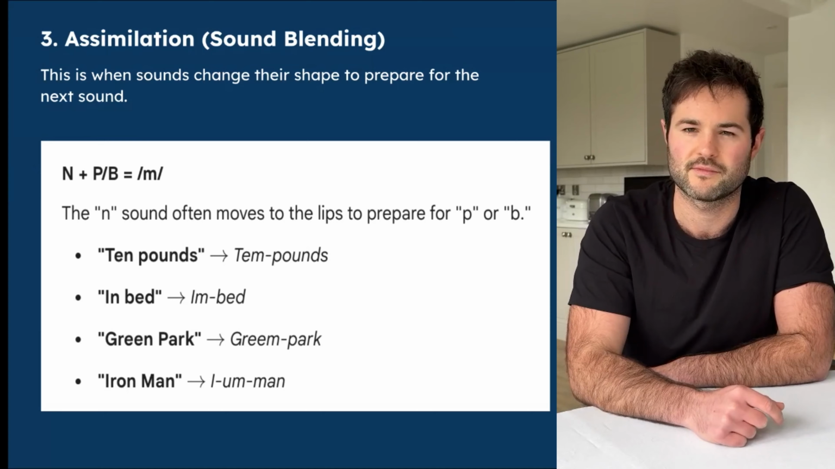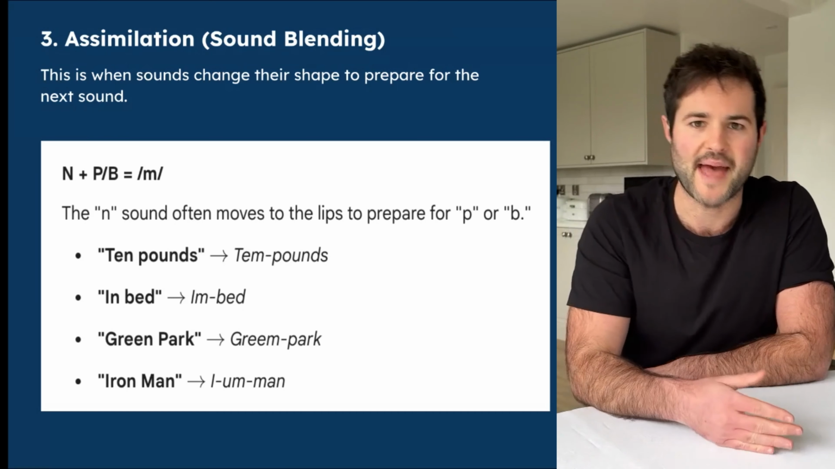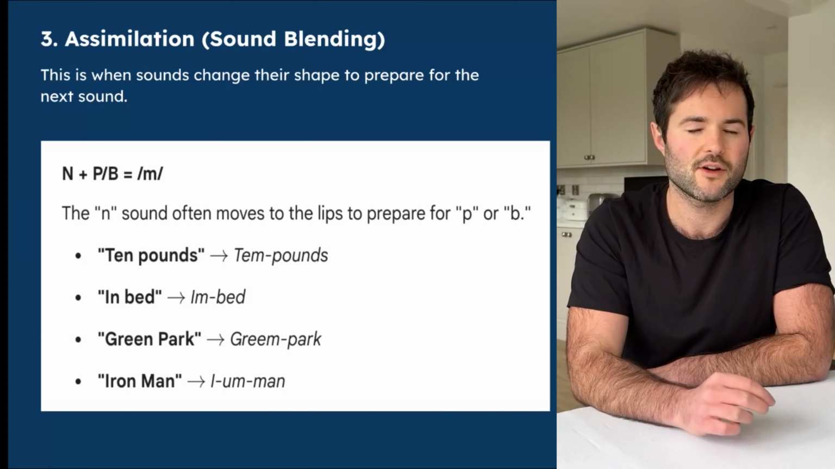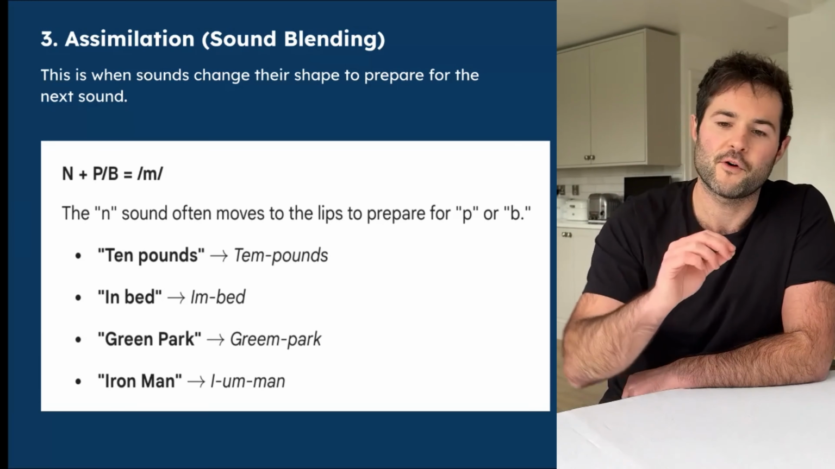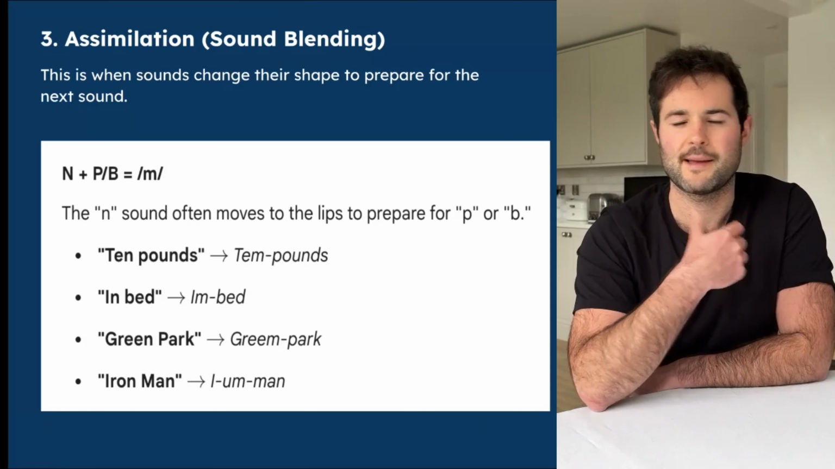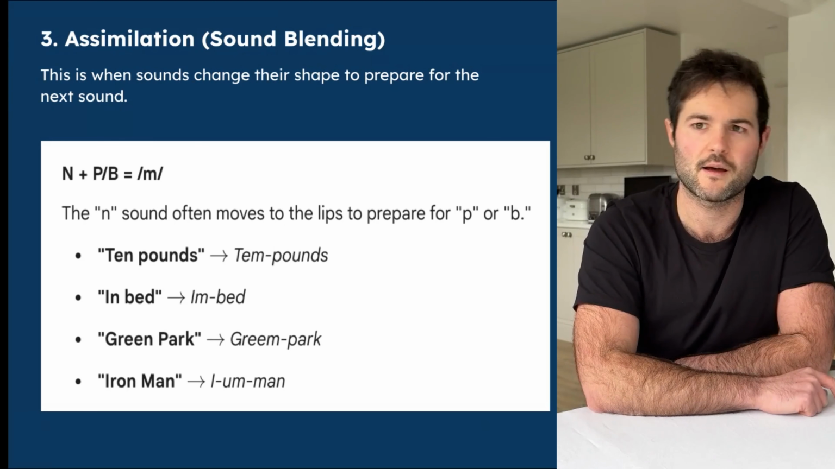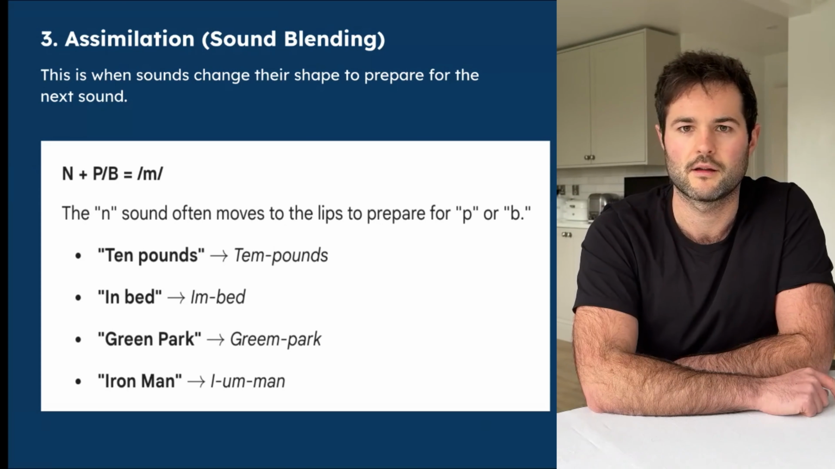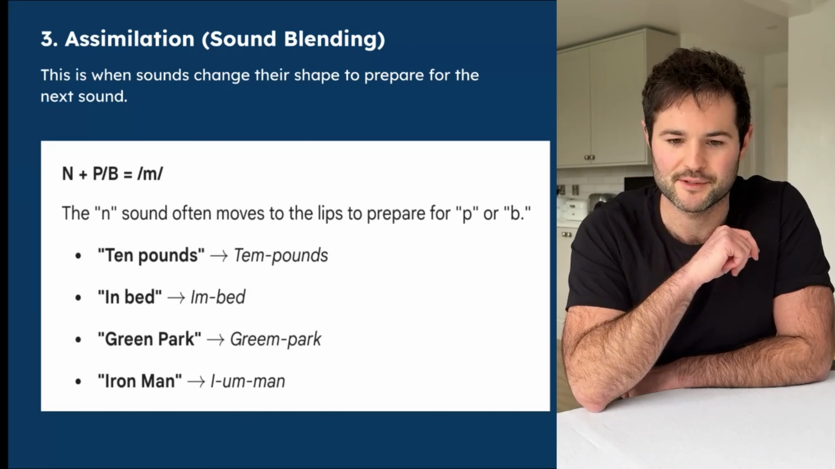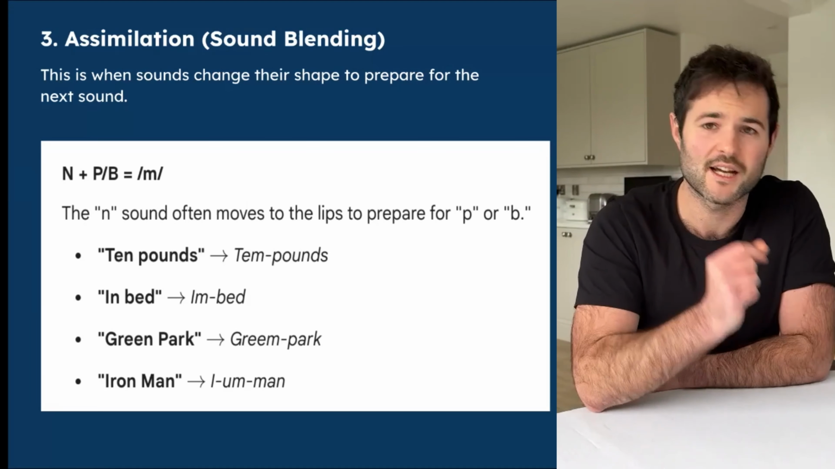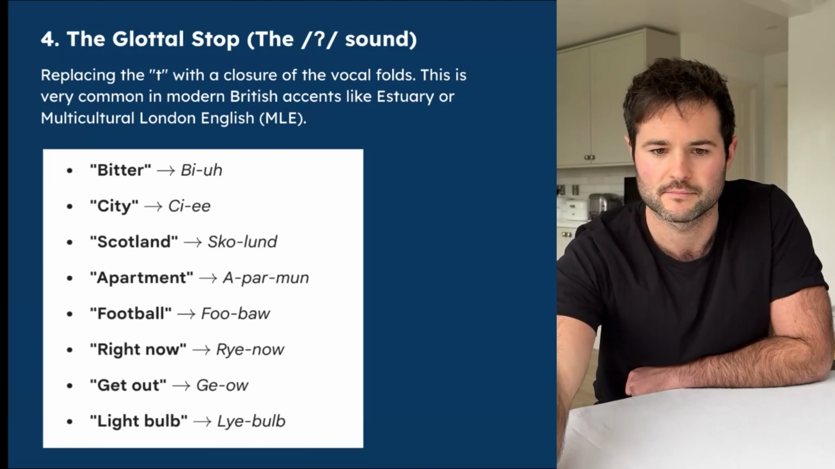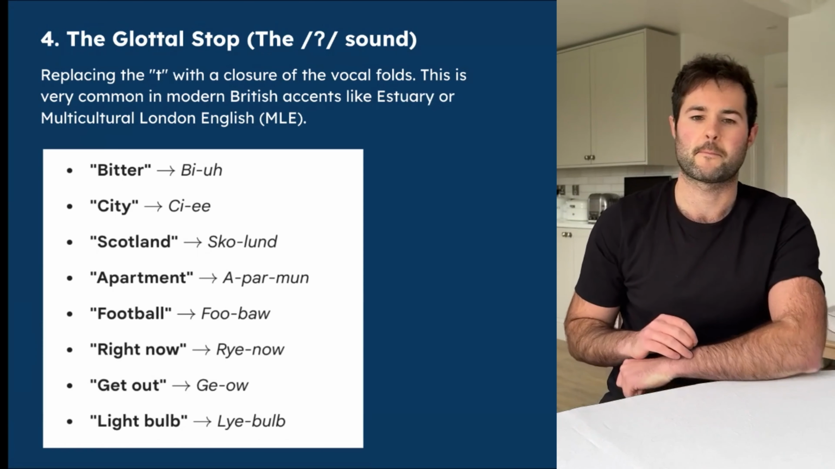Ten pounds. Very subtle. In bed becomes im bed. I'm in bed. So it's not that noticeable, but before you prepare for that P or B, it sounds more like an M. Ten pounds, in bed. Green park. Because your lips and your tongue go to the end of your lip. And one more. Iron Man becomes Iram Man. This one, I think, to be honest, is less noticeable.